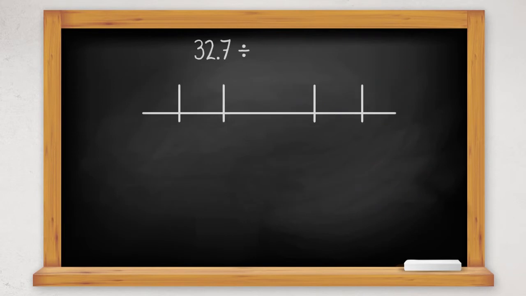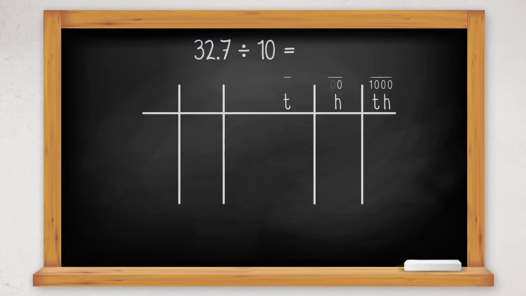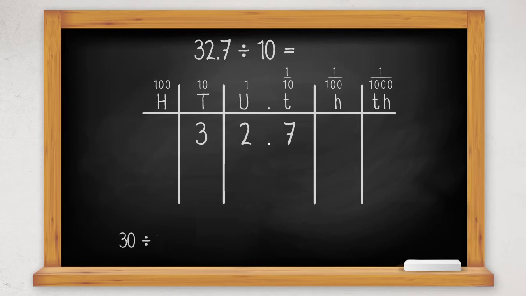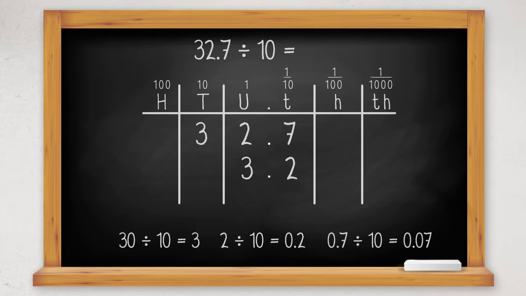If we want to divide 32.7 by 10, write the number in the place value table. We have 3 tens, 2 units, and 7 tenths. If we divide 3 tens by 10, we get 3 units, so write a 3 in the units column. The decimal point stays in the same place. If we divide 2 units by 10, we get 2 tenths, so write a 2 in the tenths column. If we divide 7 tenths by 10, we get 7 hundredths, so write a 7 in the hundredths column. So the answer is 3.27.